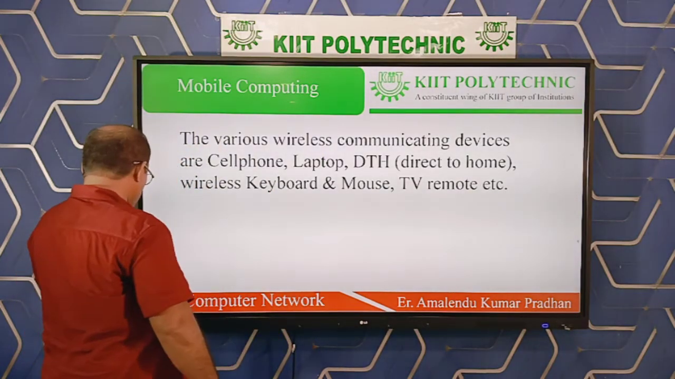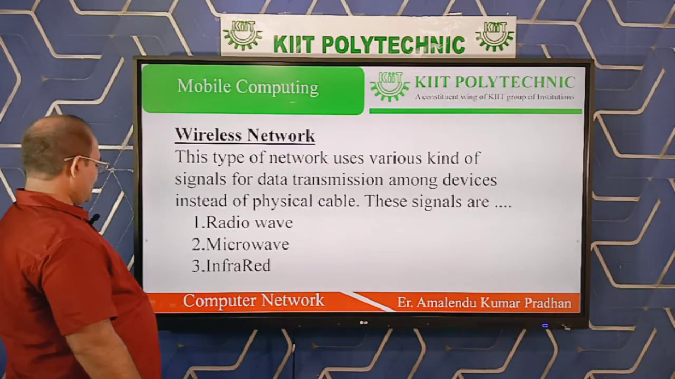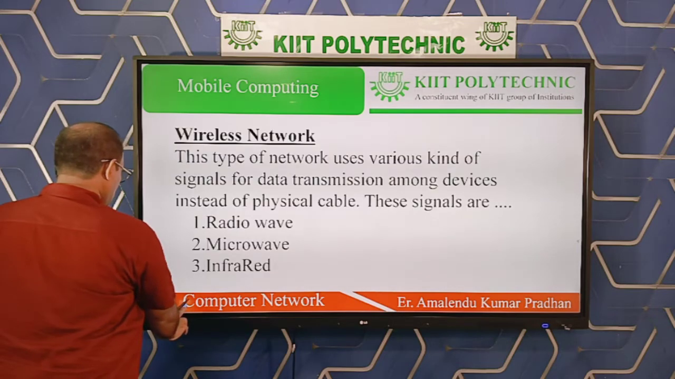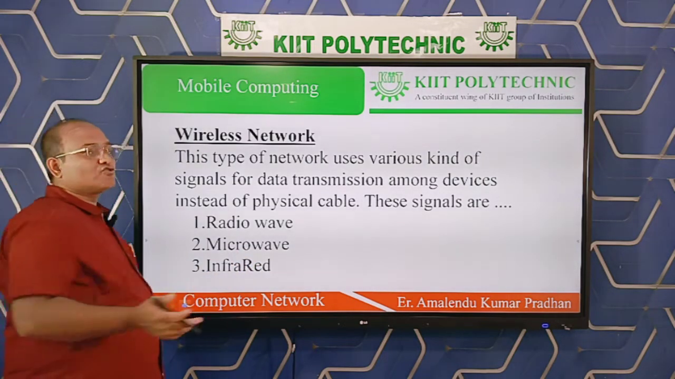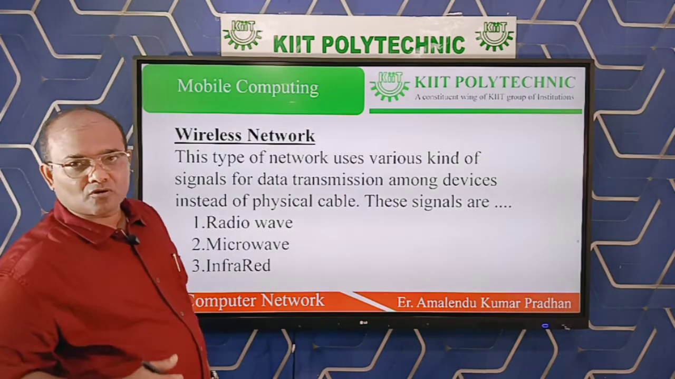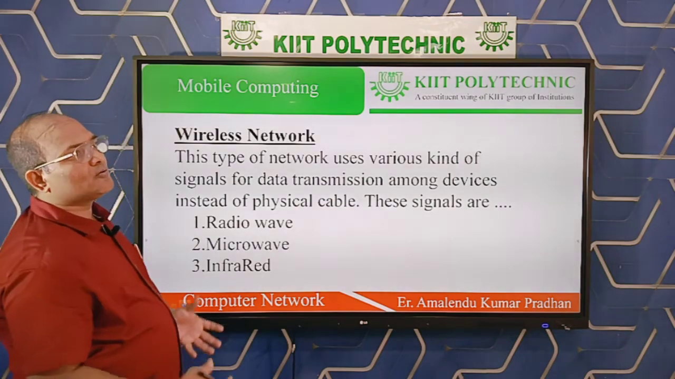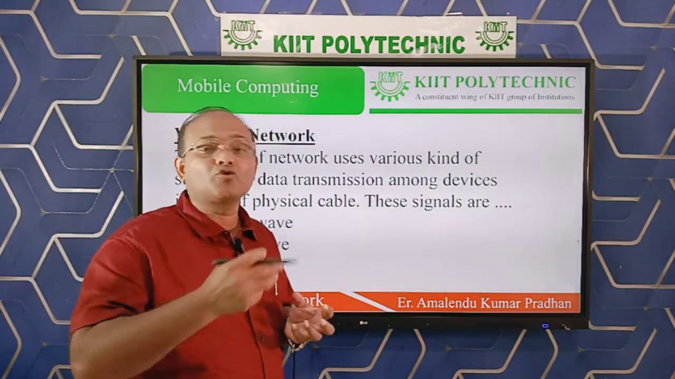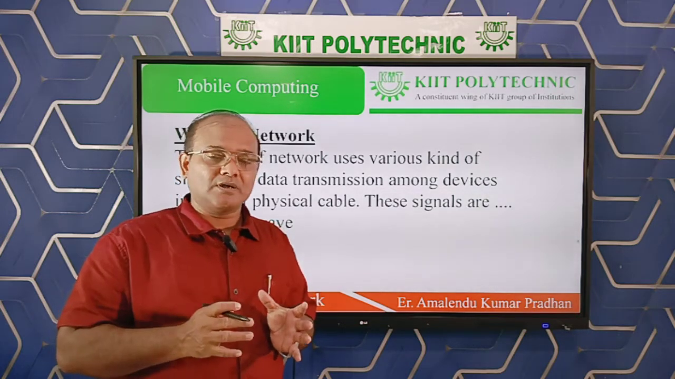So look, infrared is used for your TV remote control. There is also microwave. Microwave basically we are using to communicate from point to point. No obstacle or barriers are allowed in microwave.